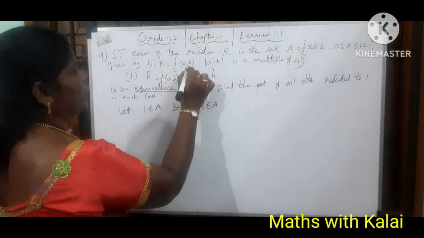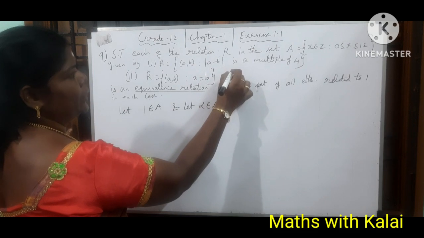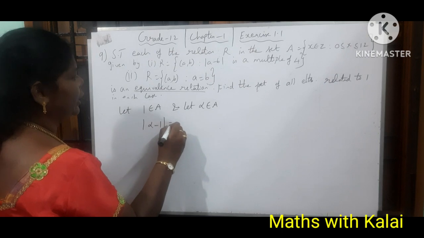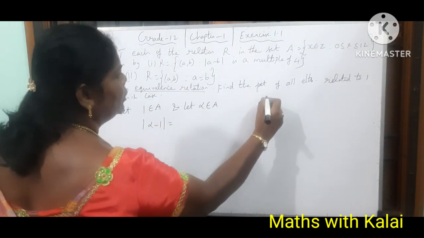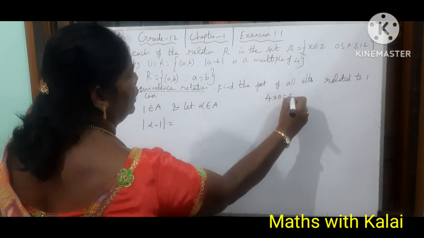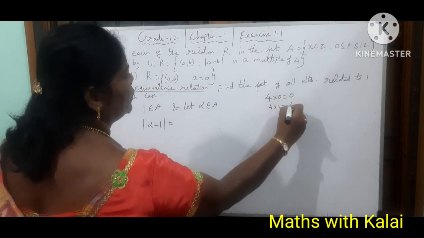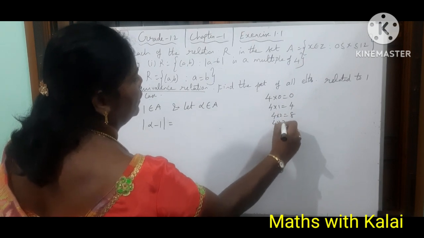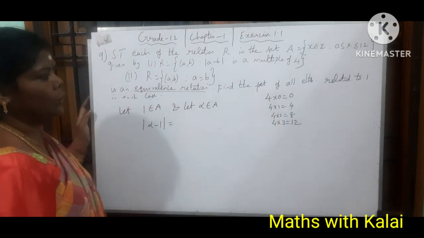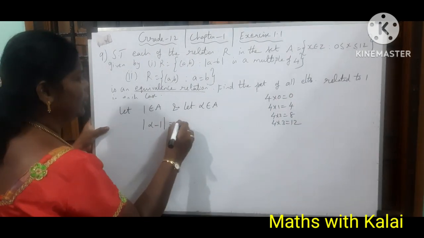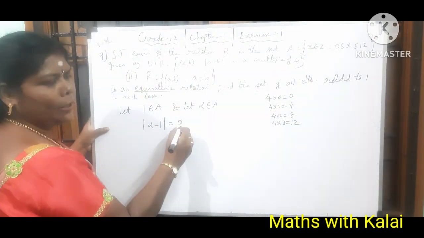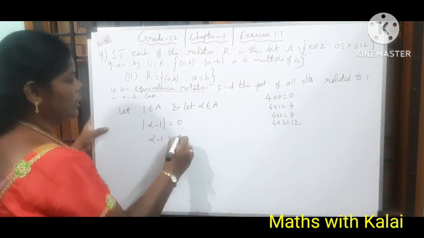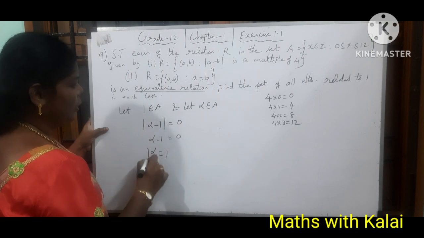The given condition is, ordered pair A, B should be equal to modulus of A minus B, and the answer has to be a multiple of 4. So modulus of alpha minus 1, if you take, has to be a multiple of 4. Multiples of 4 are 4 into 0, answer 0; 4 into 1, answer 4; 4 into 2, answer 8; 4 into 3, answer 12. First take 0: modulus of alpha minus 1 should be 0. Mod alpha minus 1 can also be written as alpha minus 1. Alpha minus 1 equal to 0, so alpha equal to 1.